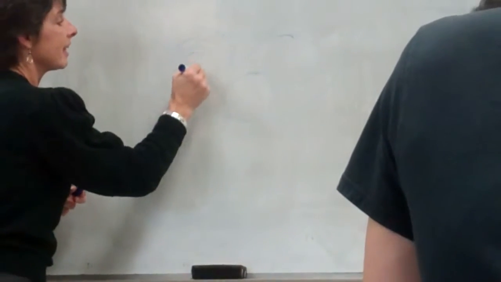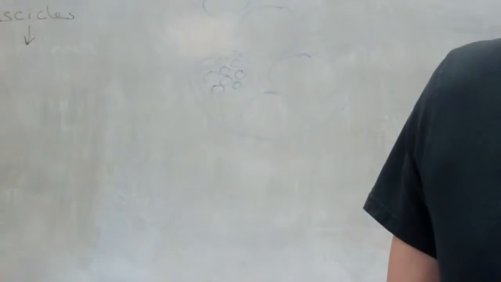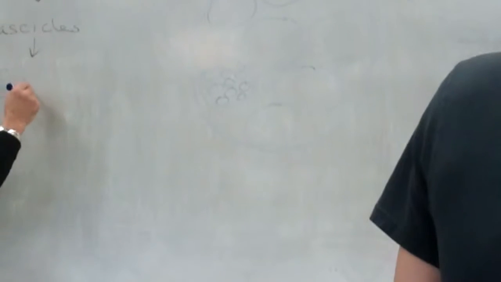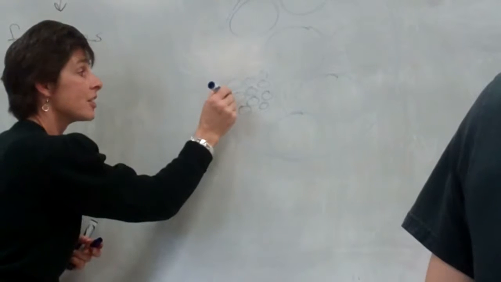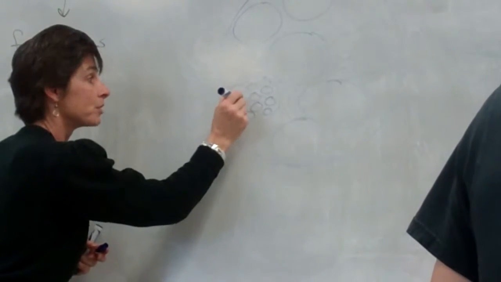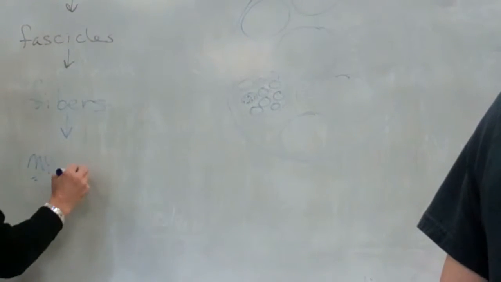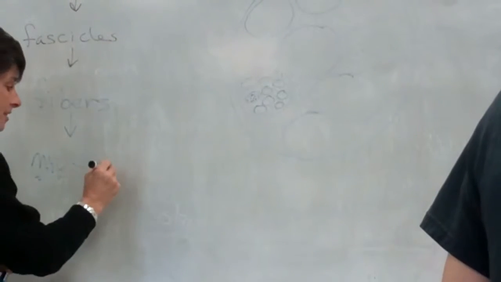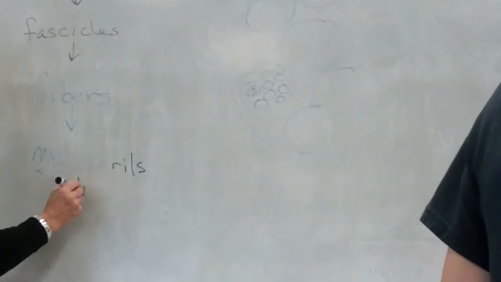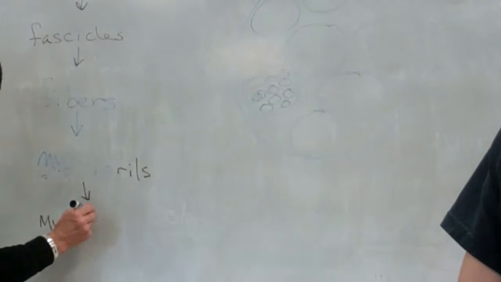So it goes from fascicles, and then each fascicle is made up of a bundle of what? Muscle fibers. And then if you took these, then you would have fibrils first. Myo is the prefix for muscle. Fibrils. Yeah. And then what? Myofilaments. How do you know?